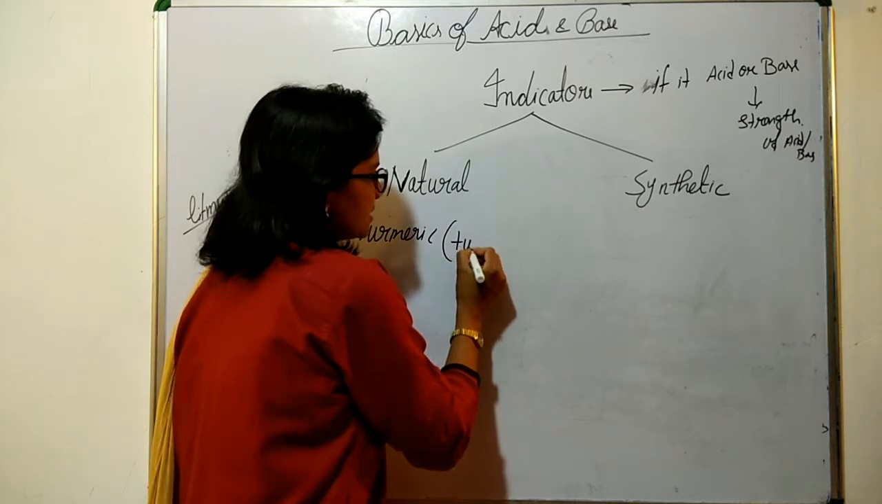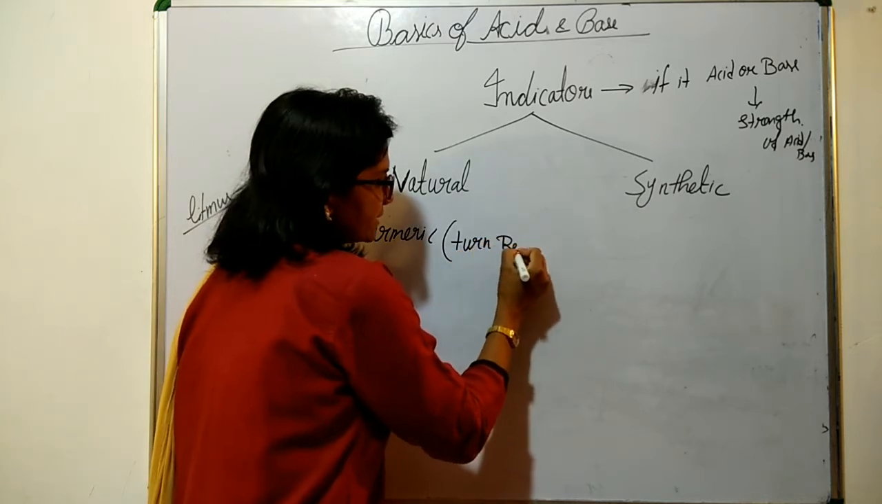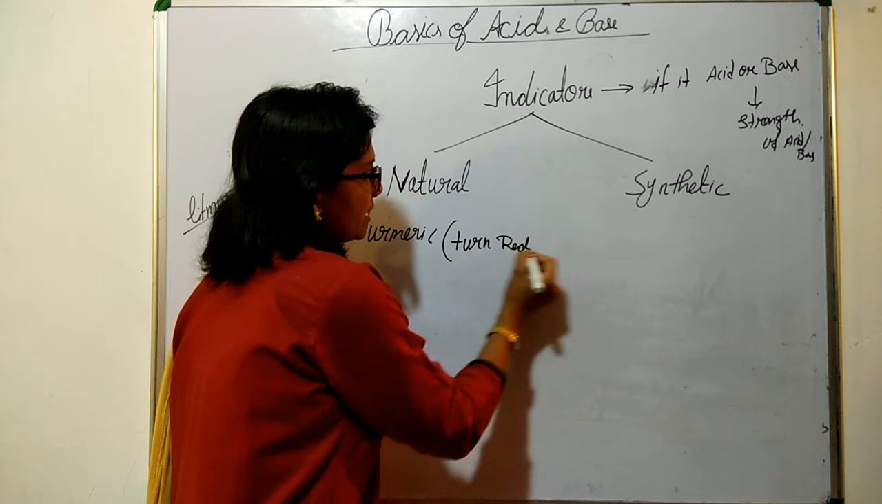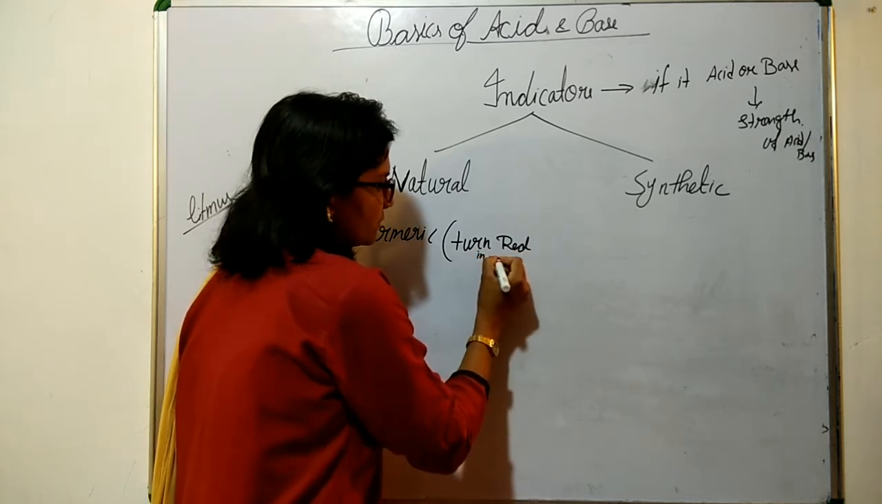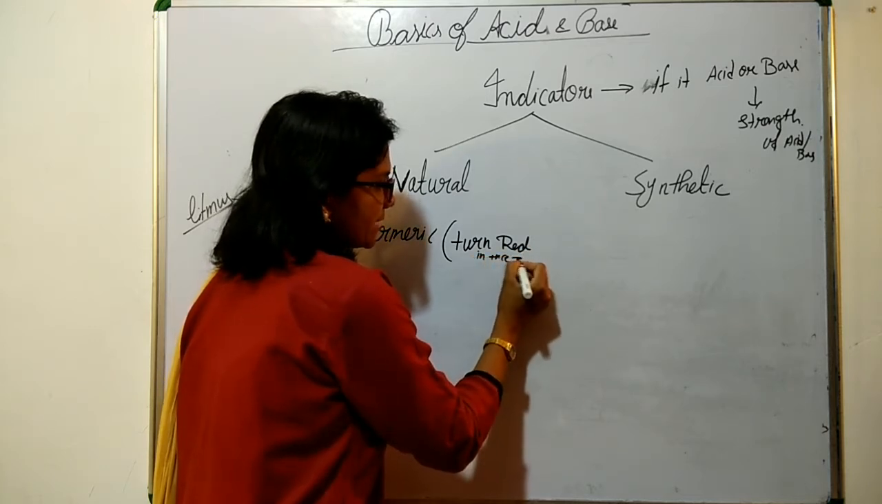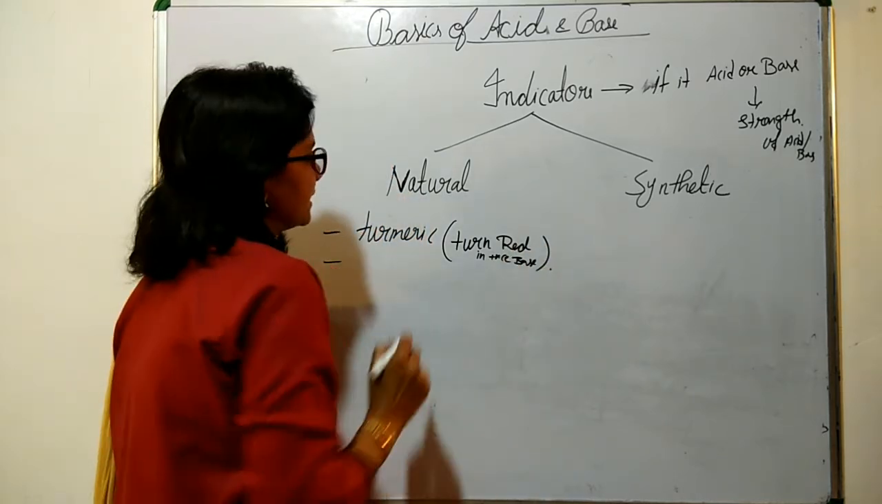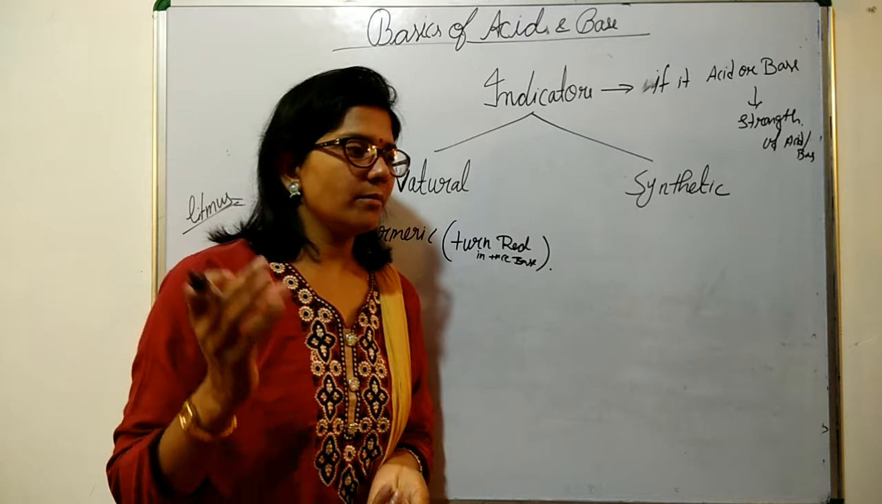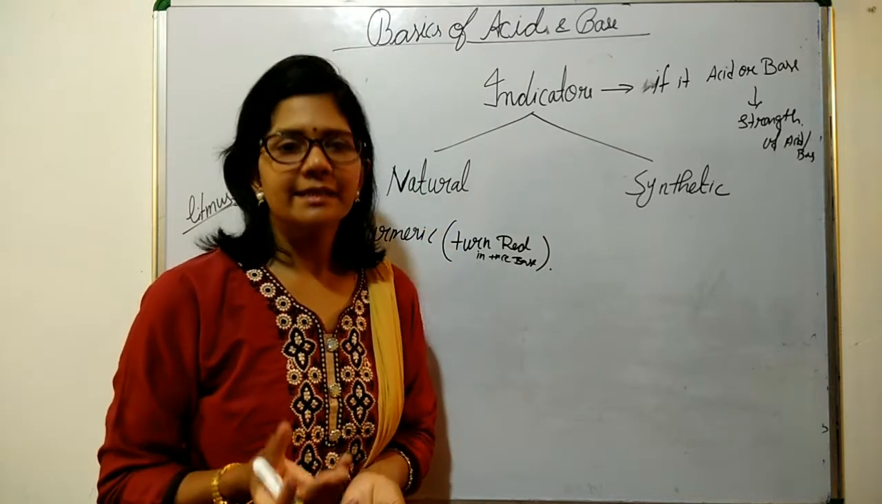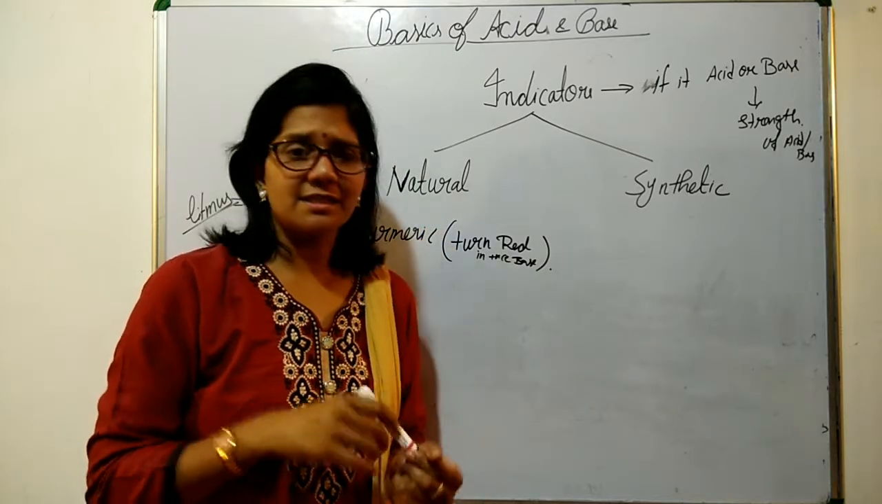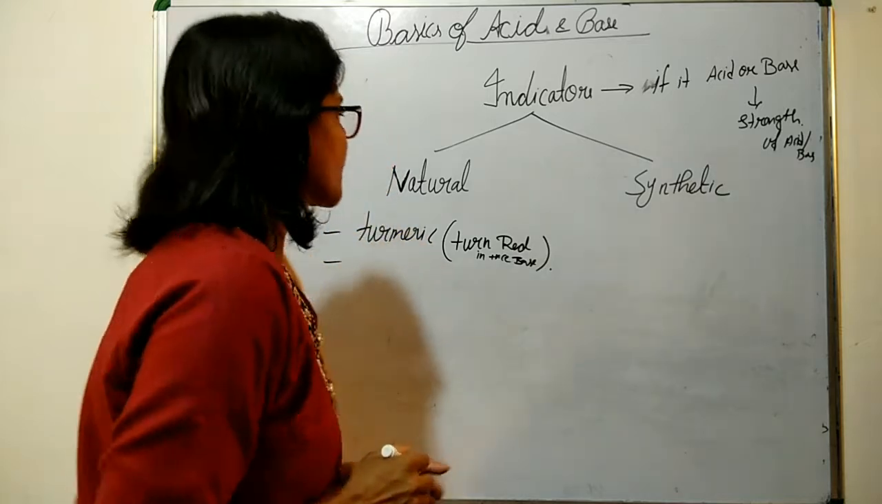Turmeric turns red from yellow in the presence of base. So now you can find that your Vim or the detergent powder are basic in nature. Just because of this, they are soapy to touch.